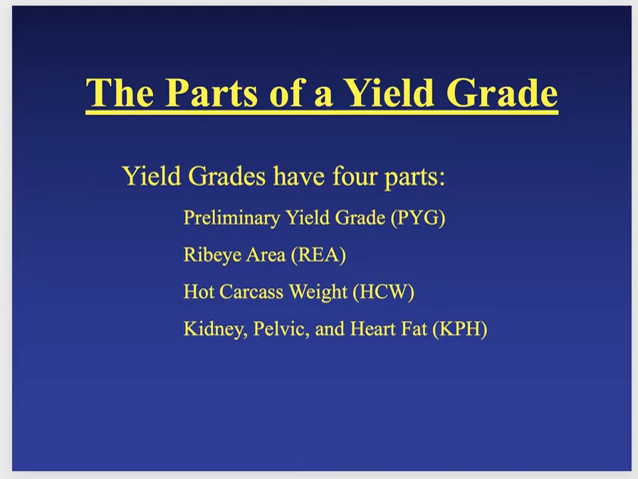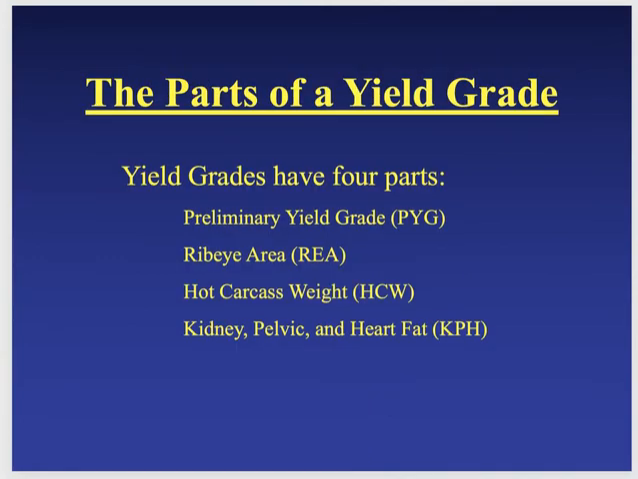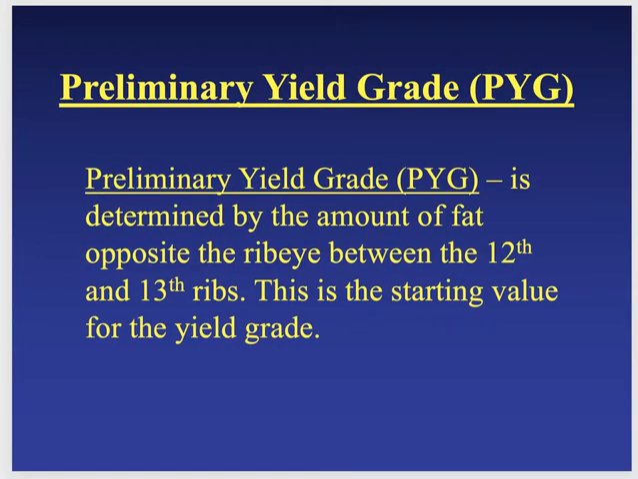Then we also look at the amount of kidney, pelvic, and heart fat. KPH, or kidney, pelvic, and heart fat, we look at that and we see how much is there, and we try to estimate what percent of the carcass weight is that fat, because our kidney fat can be very large, and it can definitely alter our grades a little bit. So we want to make sure that we have the option to work on our numbers a little bit.